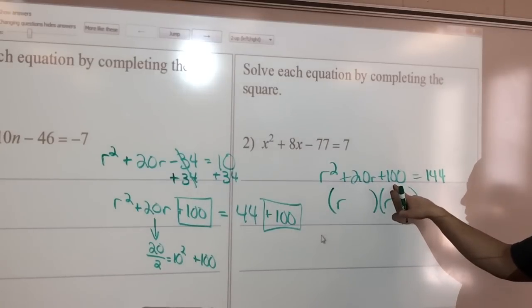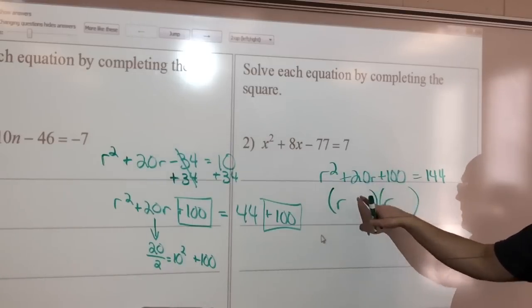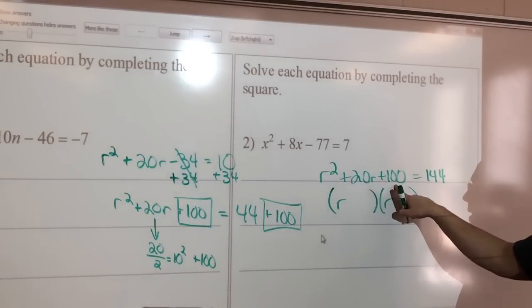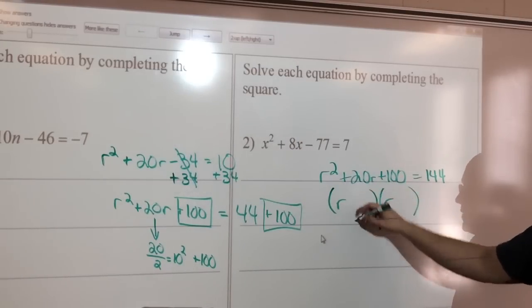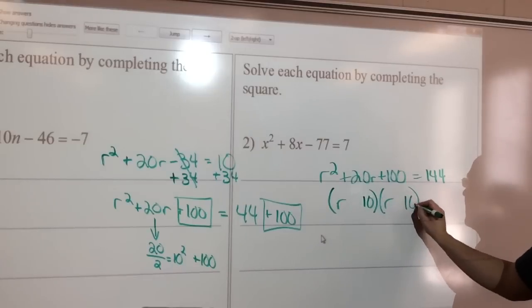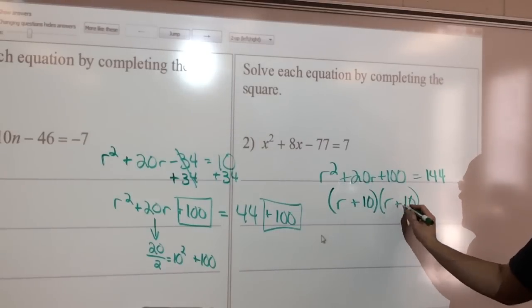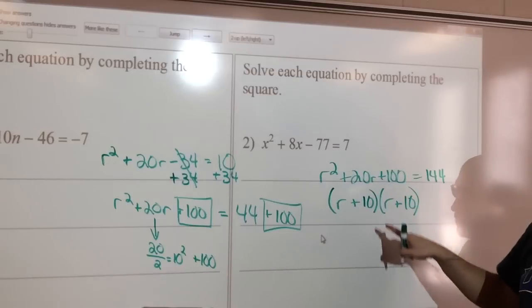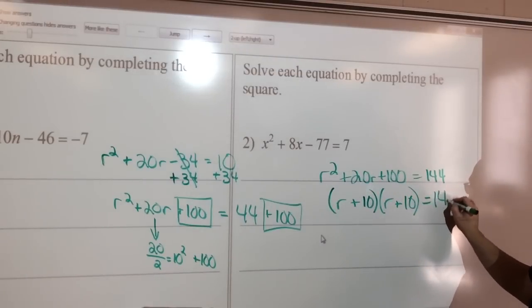What two factors of 100 can I manipulate adding or subtracting to get to 20? Well, I know 10 times 10 is 100, and 10 plus 10 is 20. So I know I'm going to use 10 twice here, and I know they both have to be plus, because I've got pluses all over the place. And that's going to equal 144.